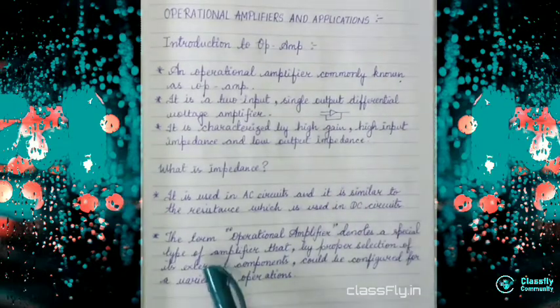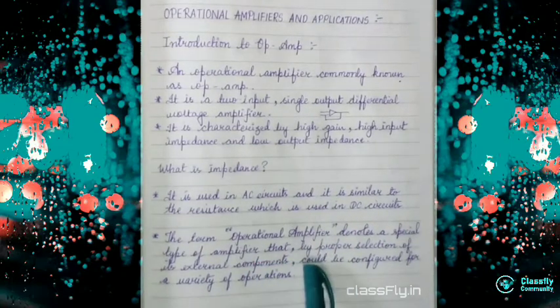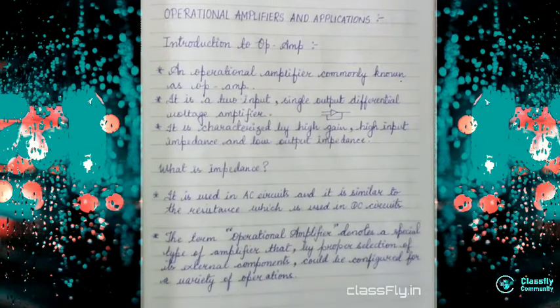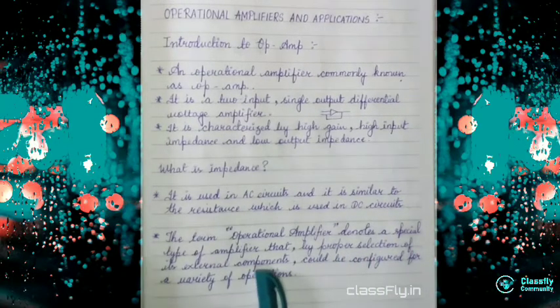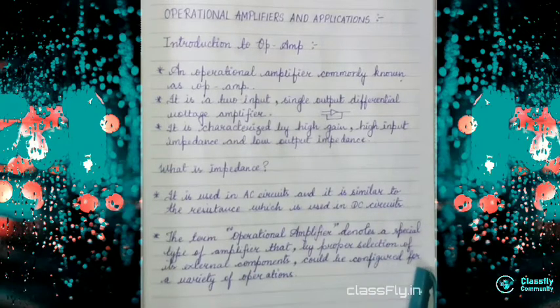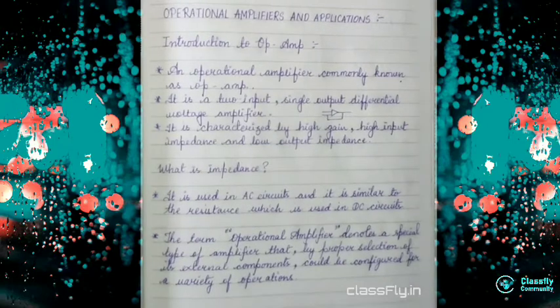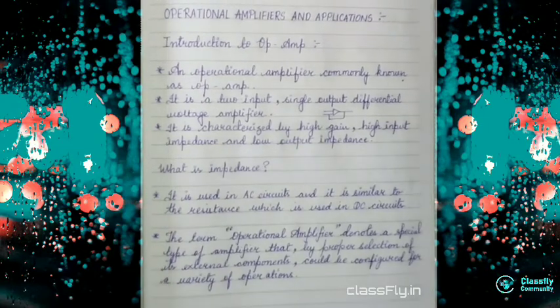Okay, so now the term operational amplifier denotes a special type of amplifier. It works a little differently from other amplifiers, and if we select proper external components, then we can configure it for a variety of operations. Operational amplifiers do a lot of operations only if we choose the components correctly. Okay, so let's move on to the next part.